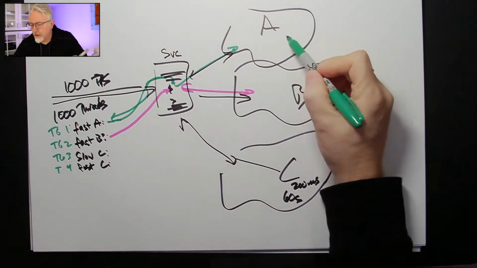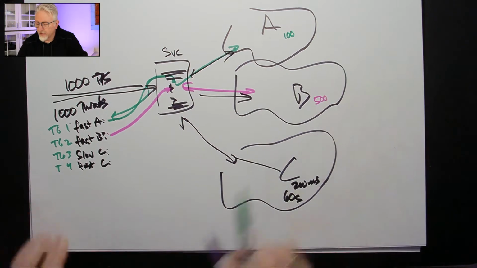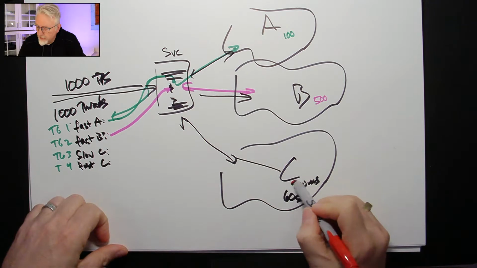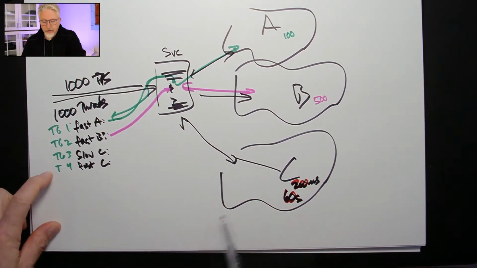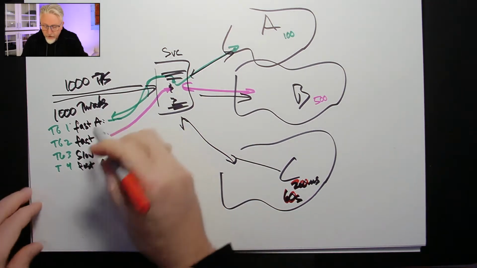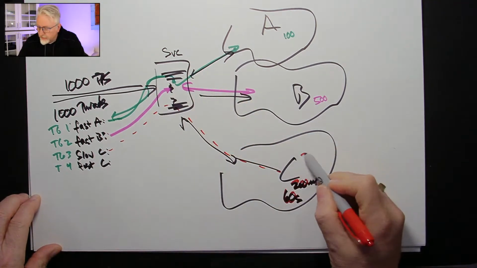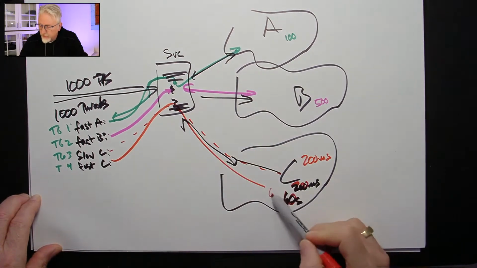Let's say again, I've got 100 milliseconds running over here and I've got 500 milliseconds over there. And then 200 milliseconds or 60 seconds for C. That could be bad. That's huge, 60 seconds, a full minute. In C, I could have a dotted red line that comes in and gets 200 milliseconds, and then a solid red line that comes in and gets 60 seconds.